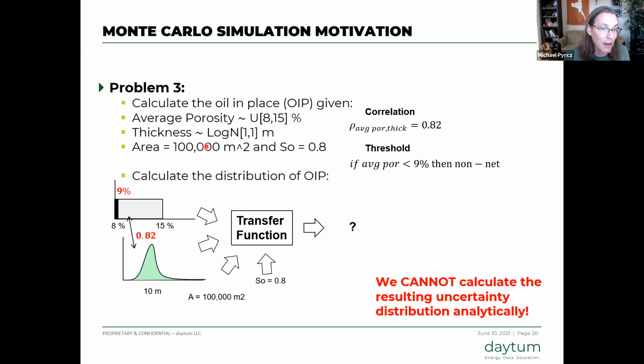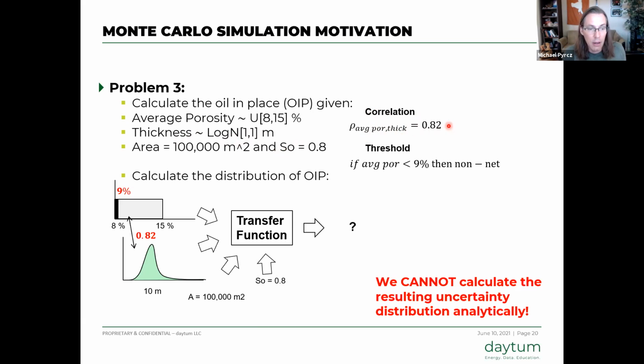So we did that. We picked uniform distribution, 8 to 15% thickness, log normal. That happens. We do often see positively skewed, almost log normal distributions for sure. We've got the mu and sigma parameters there. And then we have a couple of constant terms. Now watch what I do here. It gets worse. Correlation. Average porosity and thickness are correlated with a correlation coefficient of 0.82.